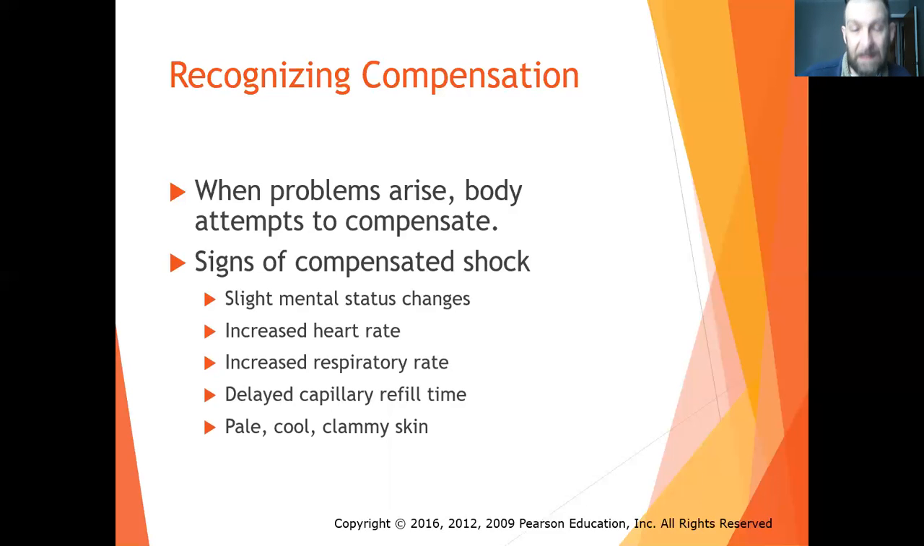Because the blood is away from the skin, it gets pale and it gets cold, right? Our blood warms our skin. It's also going to become clammy. We're going to see people sweating a lot, and it can be profuse sweating.